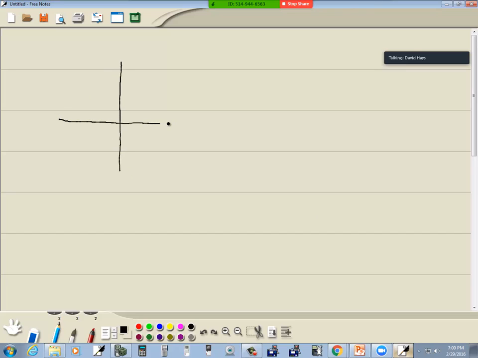Rectangular coordinate system looks like this. Where this is your x-axis and this is your y-axis. Now you have the place where they meet. This is called the origin.